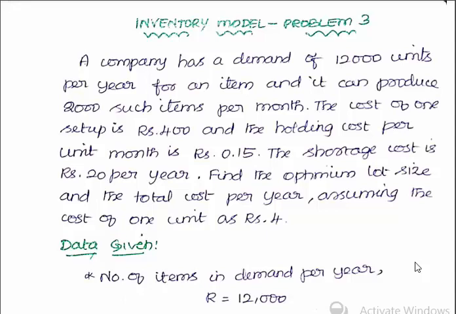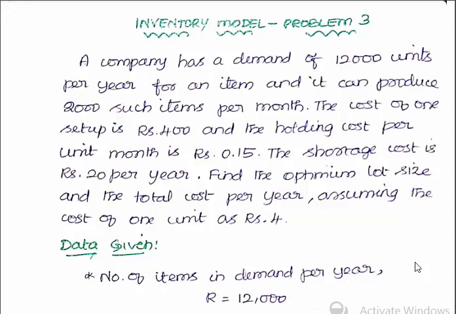Students, this is the third problem in inventory models. A company has a demand of 12,000 units per year for an item and it can produce 2,000 such items per month. The cost of one setup is rupees 400 and the holding cost per unit month is rupees 0.15. The shortage cost is rupees 20 per year. Find the optimum lot size and the total cost per year, assuming the cost of one unit as rupees 4.